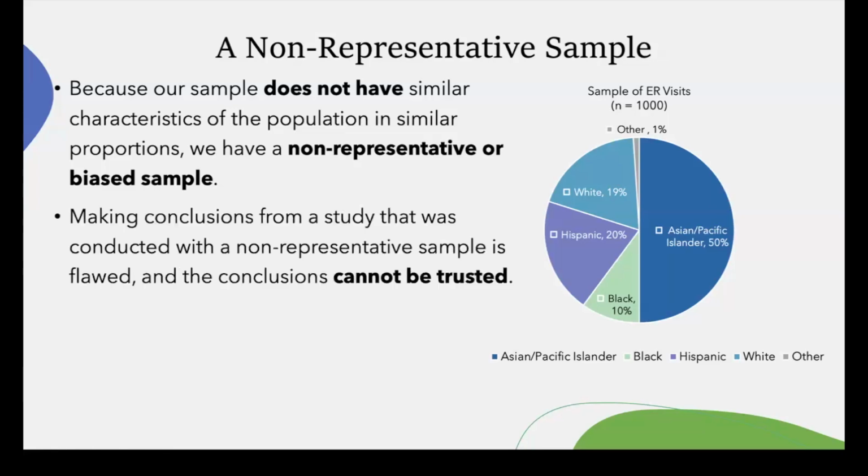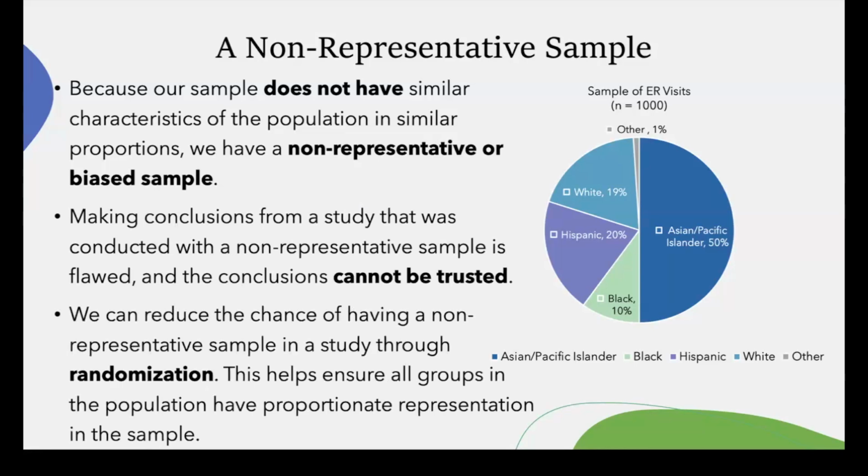If we were to use this biased sample in a study, and if we were to make conclusions from it, our conclusions would not be trusted. A non-representative sample would produce a flawed study, and the conclusions would not be trusted. So we want to reduce this chance of creating a bad sample, of having a study that can't be trusted. And we do that through randomization.